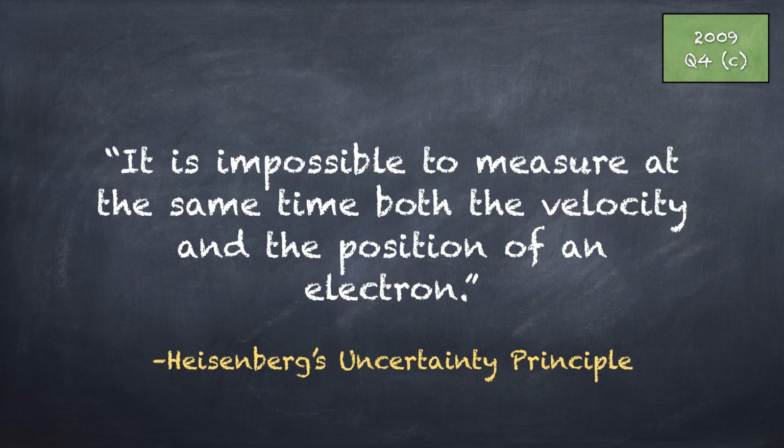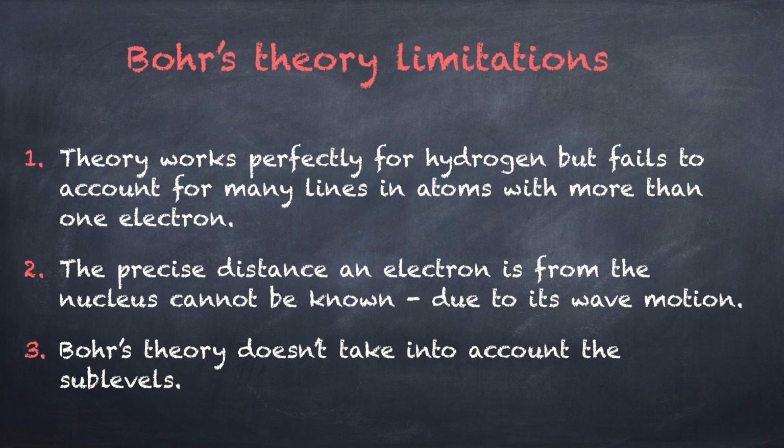De Broglie's idea led to German physicist Werner Heisenberg stating that it is impossible to measure at the same time both the velocity and the position of an electron in an atom. For your leaving certificate, you need to be aware of the limitations of Bohr's theory.